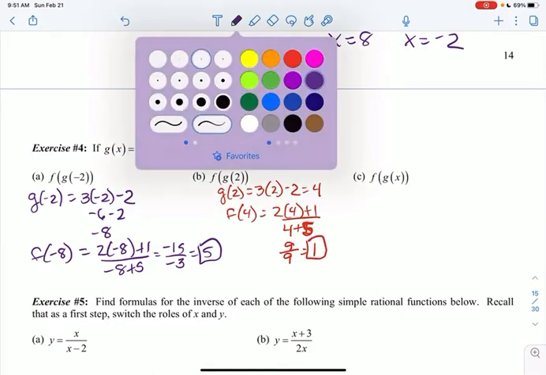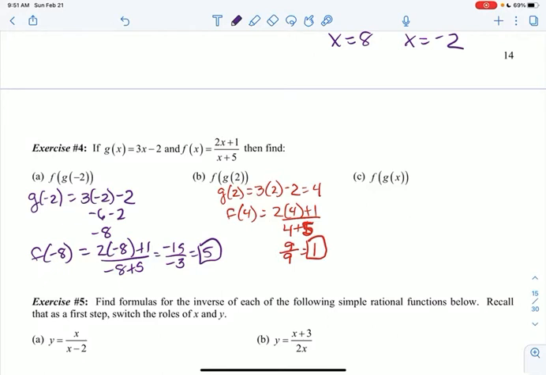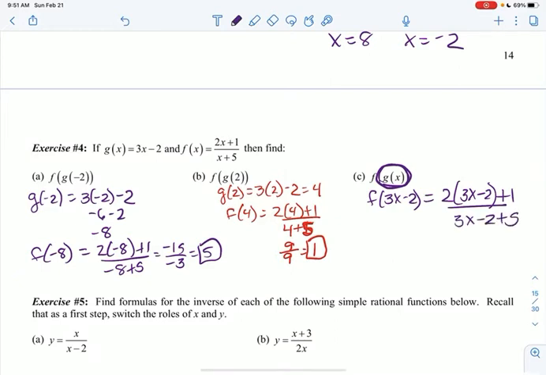Okay, and this last one here, f of g of x. So basically, I am going to substitute g of x in for wherever there's an x in the f of x. g of x is 3x minus 2, so I'm doing f of 3x minus 2. So 2 times (3x minus 2) plus 1 over (3x minus 2) plus 5. So all I did was take the f of x, which is right here, and wherever there was an x, I plugged in 3x minus 2.